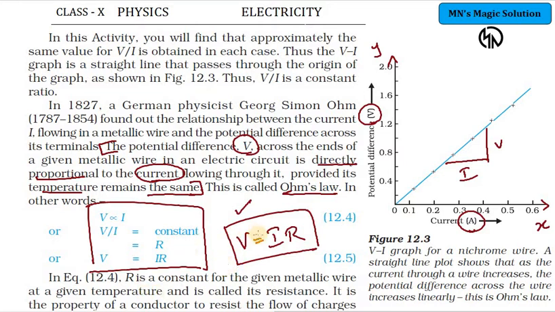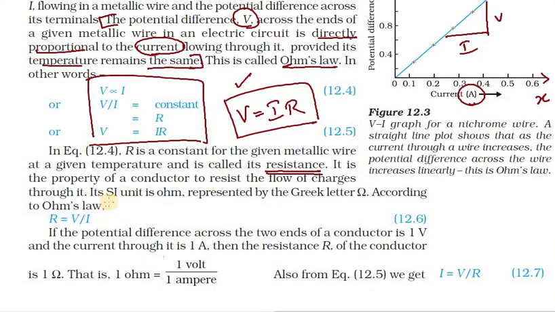Regarding resistance, for a given metallic wire at a given temperature, it will definitely be a constant value. So the resistance definition you can mention. The SI unit of resistance is ohm, OHM, and it is denoted by the Greek letter omega. This is the Greek letter omega.